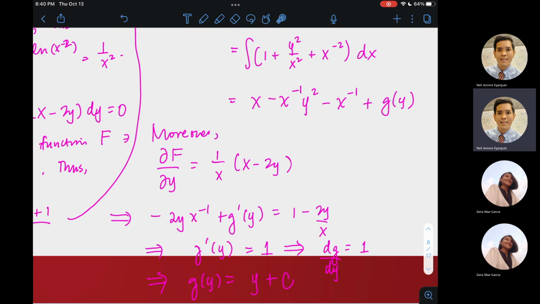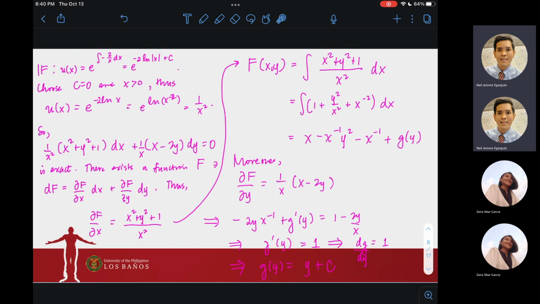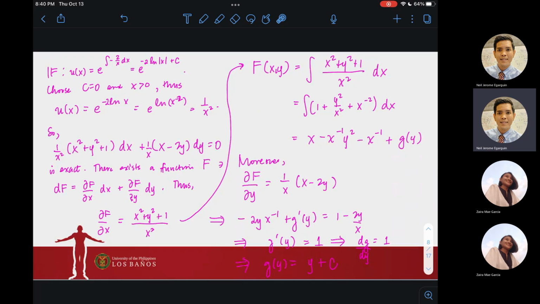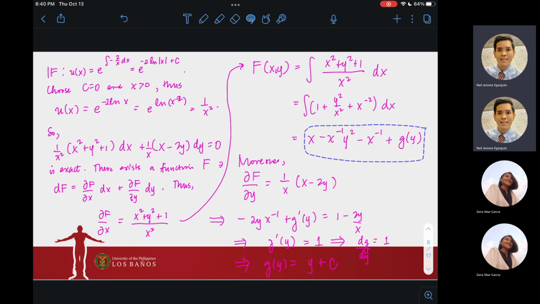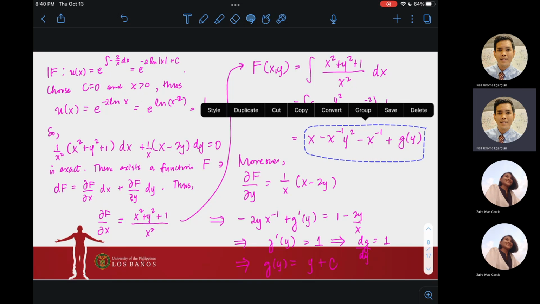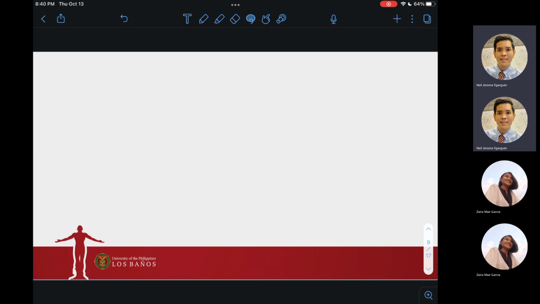Okay? So therefore, we now know how G looks like. So ibig sabihin, yung solution natin kay F, yung ansatz, makukompleto na natin kasi si G of Y ay equal lamang kay Y. Let me copy this to the next slide. So hence, here is our solution. Ito yung hula natin kay F.